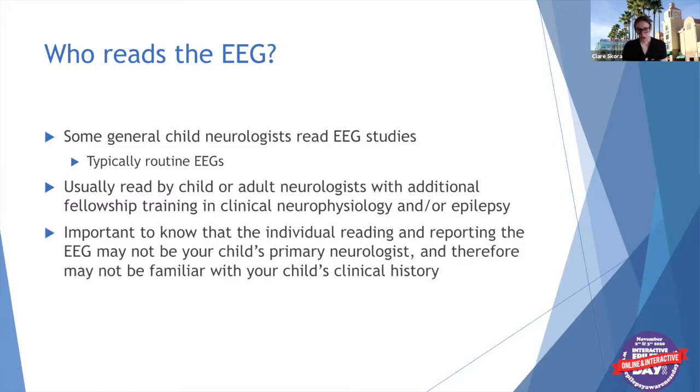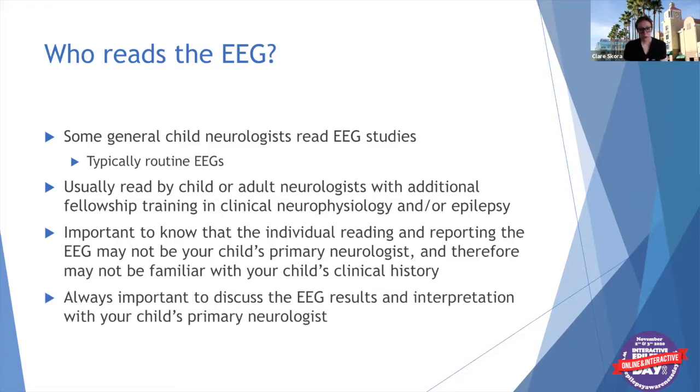It's important to know that the individual who is reading and reporting the EEG may not be, and probably isn't, your child's primary neurologist, and therefore may not be familiar with your child's clinical history. Sometimes they're given a one-liner about the age of the patient, but more than likely don't know very much. So it's always important to interpret the results of the EEG in the context of your child's particular case, which is why your primary neurologist is the one who will be best to talk to you about the results and to interpret them and tell you what that means for your child.